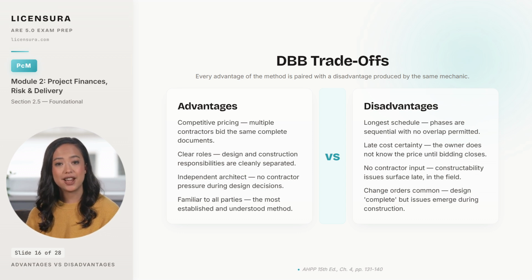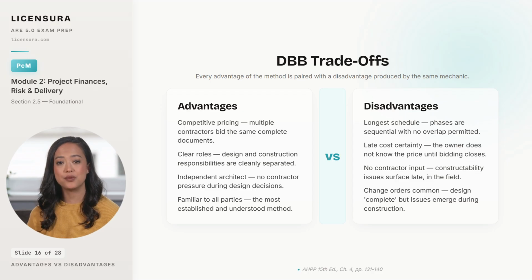The architect's independence during design is genuinely valuable. No contractor in the room pushing for cheaper details that compromise the design intent. That same independence also means no contractor flagging constructability issues that will later surface as change orders in the field. The method is familiar to every party, every consultant, every public agency, and that familiarity has produced 50 years of adversarial litigation patterns the parties have learned to expect.